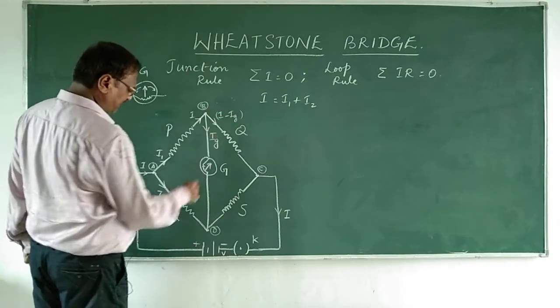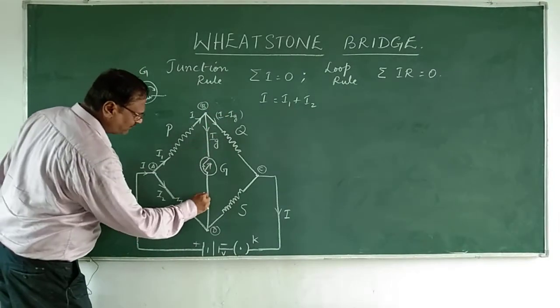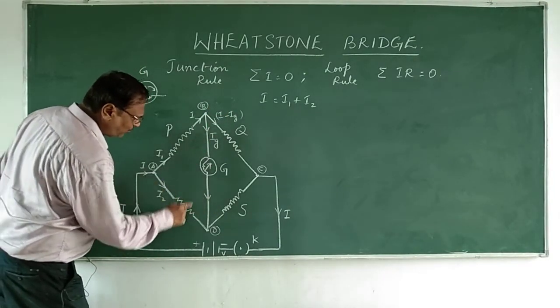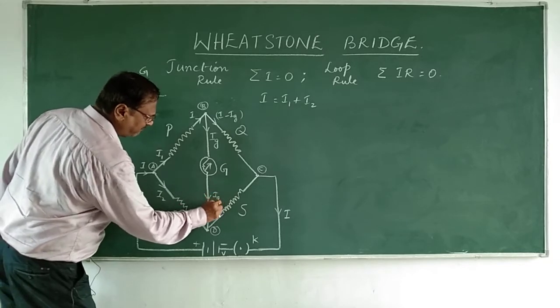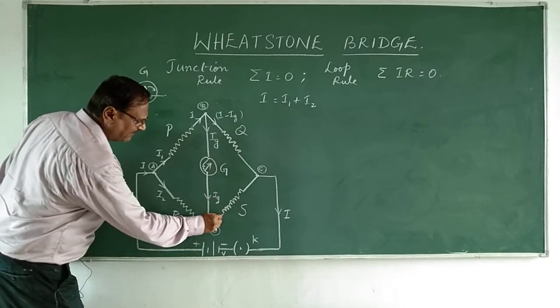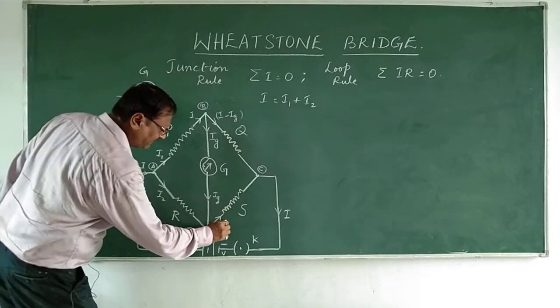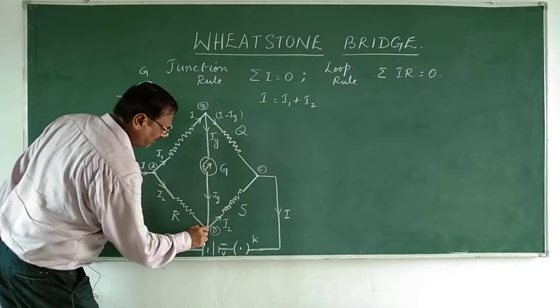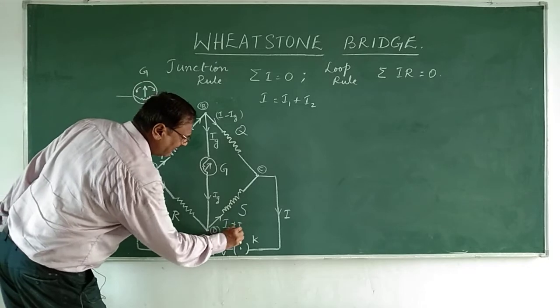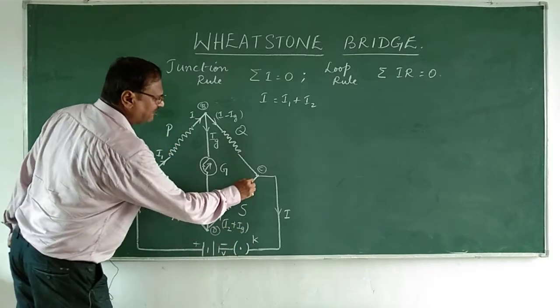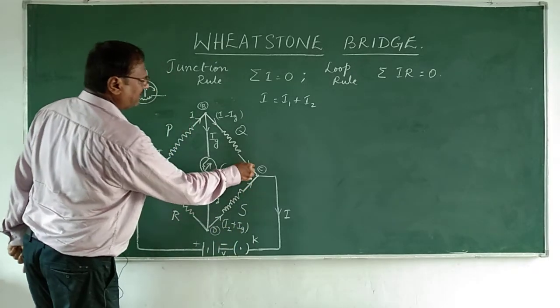Now these I2 and Ig meet at the point D, and they pass through S. So what is the total current here? I2, which is coming from here, plus Ig, right? And this is the current coming here.